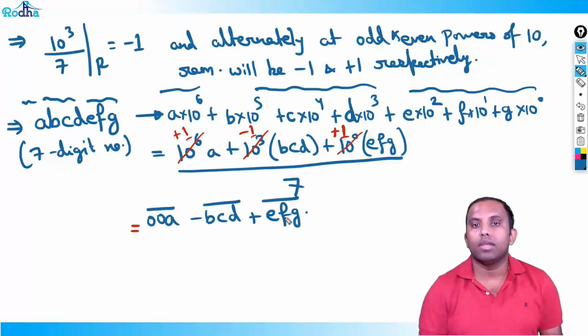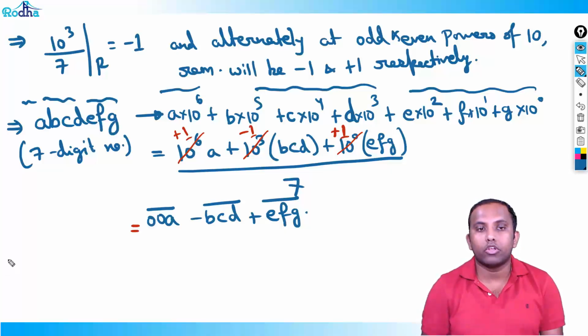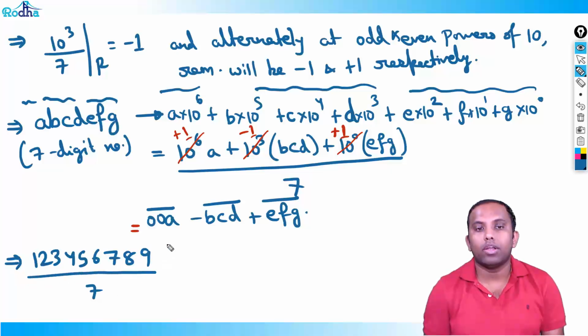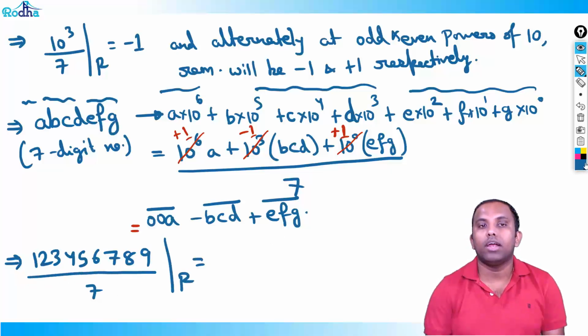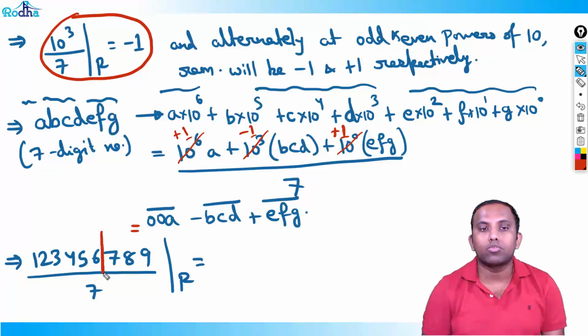So if you got this concept, now you can use it very quickly. Let's say the question is 1, 2, 3, 4, 5, 6, 7, 8, 9 divided by 7, what is the remainder? Now I know that 10 cube by 7 gives a remainder of minus 1. That means I need to divide in groups of 3, 3. Groups always start from the last, don't count from the first. Now I know that from the first group of 3 nothing will come as common, so 1 by 7 remainder is always plus 1 here.